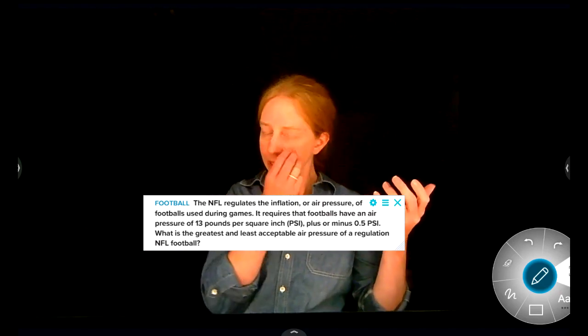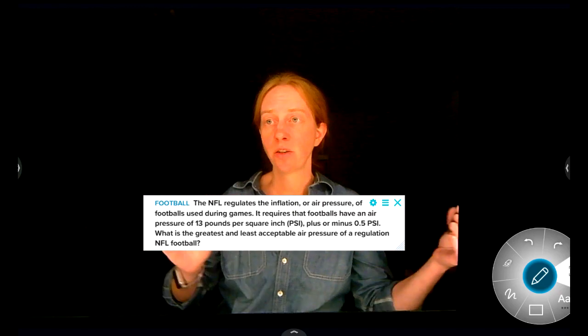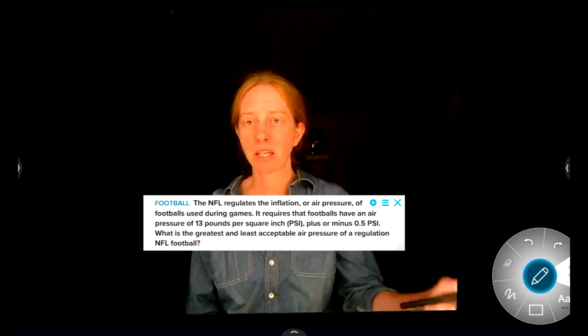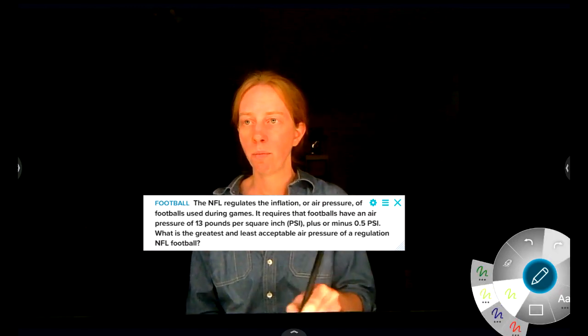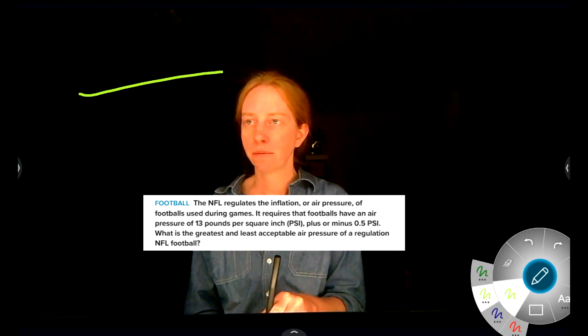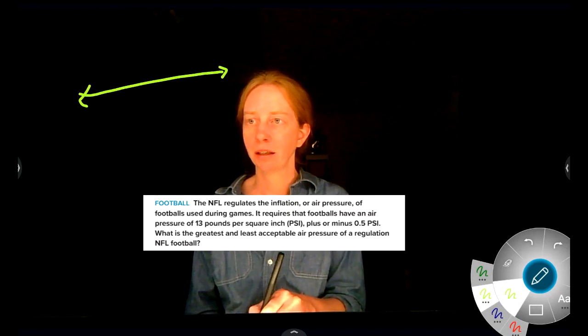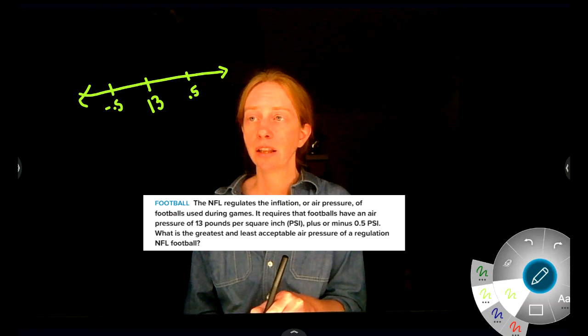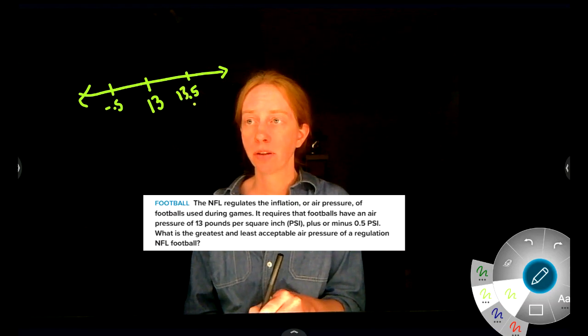On problems like this, I really recommend that you draw some sort of number line or picture to help. Let me show you what I mean by a number line drawing. So if I have a number line here, oh my gosh, my lines are so bad. Okay. And we want our air pressure to be around 13, but it's also allowed to be plus 0.5 or minus 0.5. So really, this would be 13.5, and this would be 12.5.